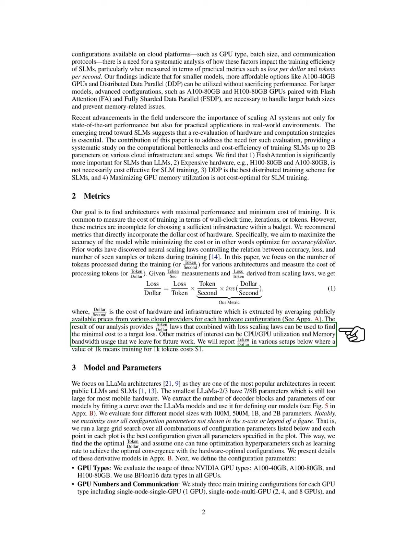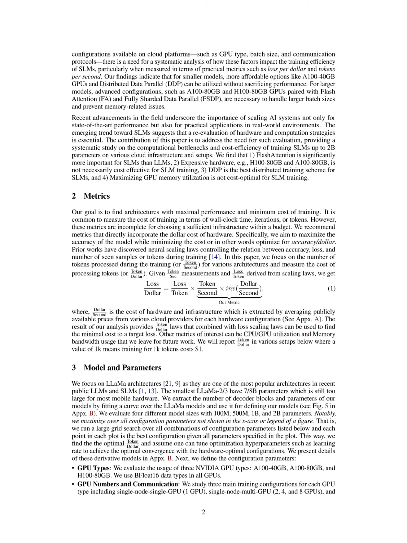We also recognize that other metrics, such as CPU, GPU utilization and memory bandwidth usage, are important and will be explored in future work. We will present our findings on cost per token in various setups, where a value of 1,000 indicates that training 1,000 tokens costs $1. Section Summary.